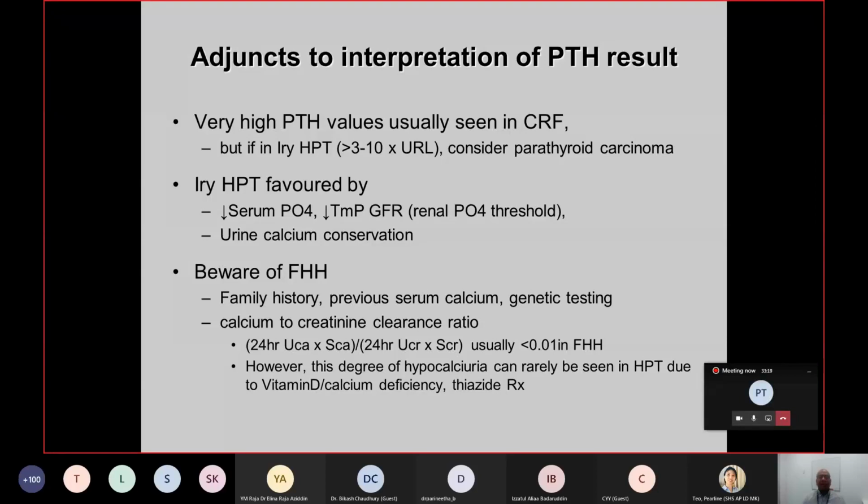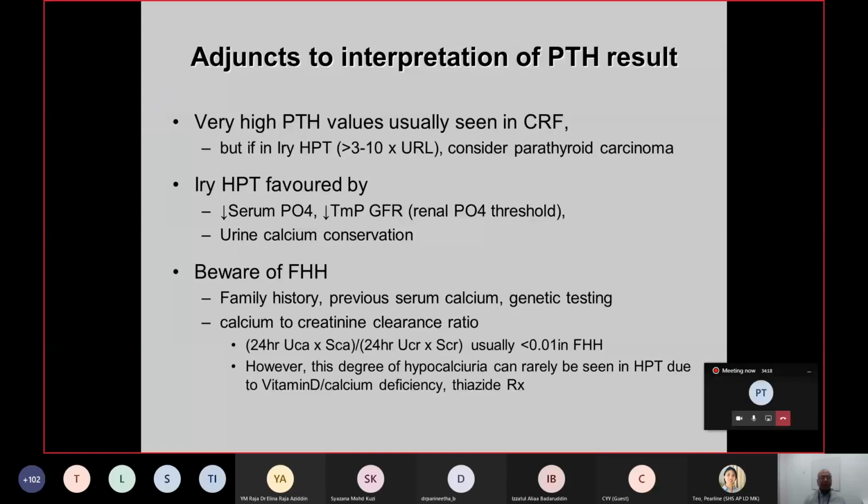So, adjuncts to interpretation of PTH results. When we interpret the results, there are some points to consider. Very high PTH values are usually seen in the laboratories in patients who are on dialysis or have chronic renal failure. But if they have primary hyperparathyroidism and the PTH is, in our lab, about 30 or 40, then we tell the doctors in our comment to consider parathyroid carcinoma. If it's less than 30 or 40, then it's more likely to be benign primary hyperparathyroidism. Most cases of primary hyperparathyroidism are due to a benign adenoma, but rarely it could be a parathyroid carcinoma, and you should consider that if the PTH is very high.